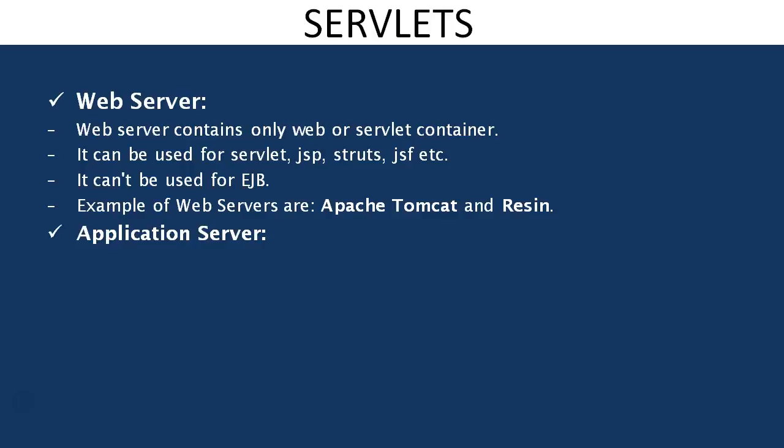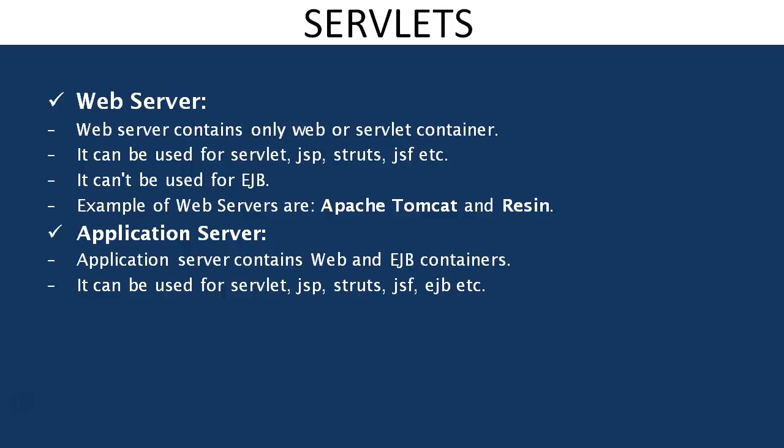And let us see what is application server. Application server contains both web and EJB containers. That means using application server we can develop web applications as well as EJB applications. It can be used for developing servlets, JSP, Struts, JSF and EJB also.